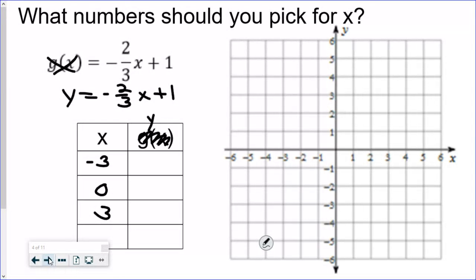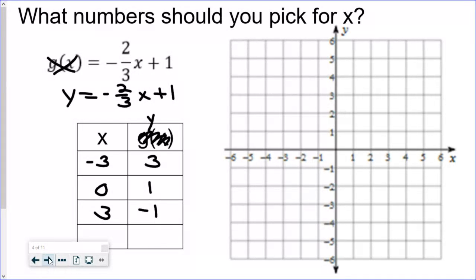In my calculator, I'm going to do -2/3 times -3, and I'm going to put that in parentheses, plus 1. And here I get a 3. Again, I'm going to arrow up and put a 0 in over that -3 in my calculator, and I get a 1. And I'm going to put in a 3 then, and I get a -1.